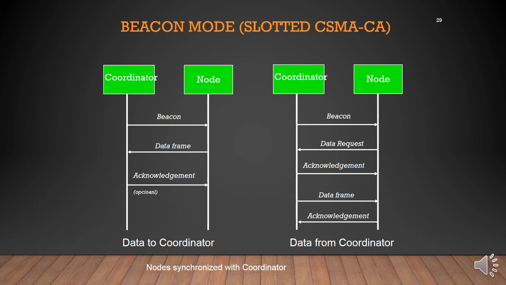The beacon mode. The beacon mode is slotted carrier sense multiple access with collision avoidance. Between the coordinator and the node, the coordinator sends the beacon, the node will send the data frame, and the acknowledgement will be sent for the data to the coordinator. The nodes are synchronized with the coordinator. Here, the node and the coordinator: beacon, data request, acknowledgement, data frame, then acknowledgement. The data to the coordinator will not have the data request. Here the data from the coordinator will have the data request.